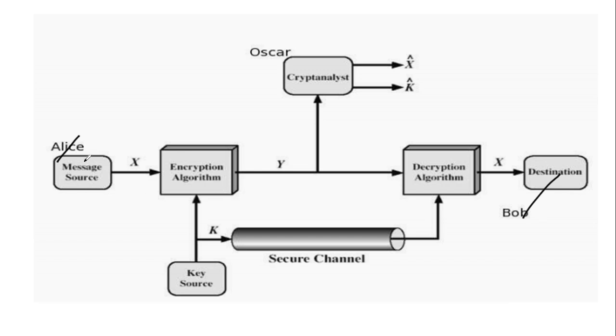The key is shared between Alice and Bob over the secure channel. Now for input X, the key is used, and the encryption algorithm takes the two inputs X and K and converts the plain text X into the cipher text Y. Then this channel is an insecure channel, and Oscar, the eavesdropper, can see the message.